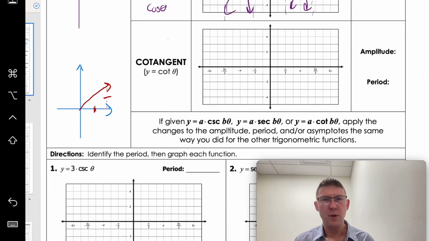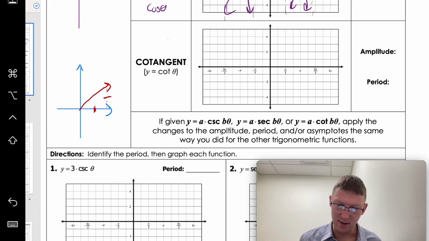So we're going to apply the same strategy for cotangent, but now we're dealing with that weird wonky graph, but that's okay. So again, we're just going to try to find some known values, and then we'll fill in the gaps by learning what the cotangent graph looks like.